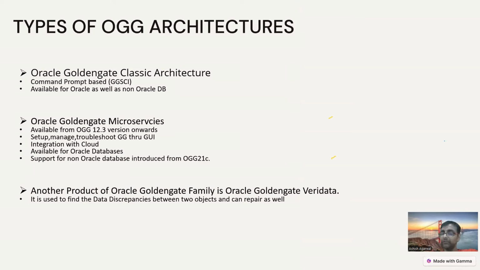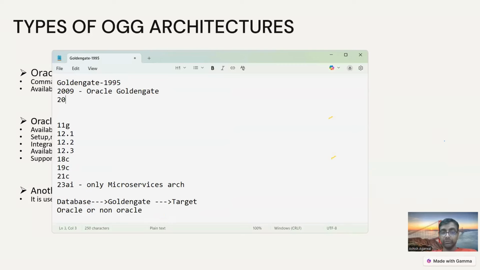As I mentioned, GoldenGate was founded in 1995 and named after the famous San Francisco bridge, and in 2009 Oracle took it over. From 2009 to 2017, there was only one way to configure GoldenGate, and that was through the command prompt, GGSCI. Until 2017, it was called Oracle GoldenGate. In 2017, Oracle renamed this architecture to Oracle GoldenGate Classic Architecture.